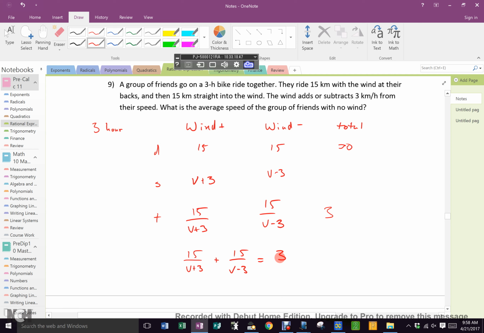And then what do we do? Common denominator of V plus 3, V minus 3, right? So what does this guy need? V minus 3. So that becomes 15V minus 45 plus 15V plus 45. Yes? Everyone agree?